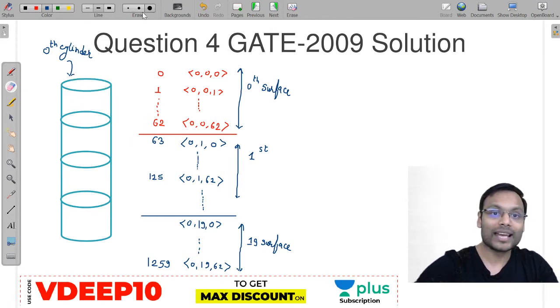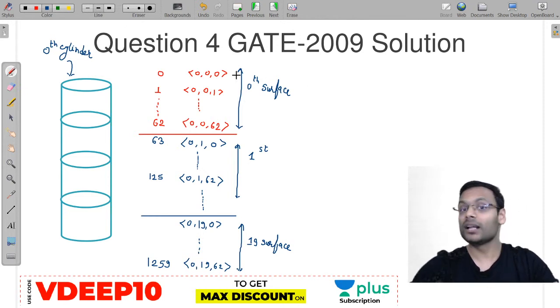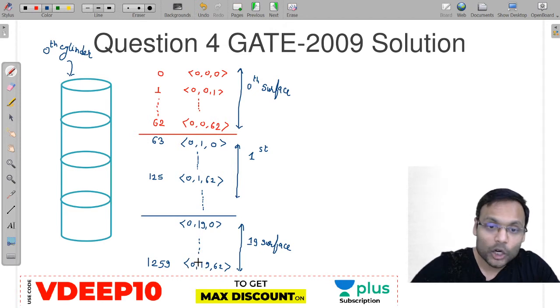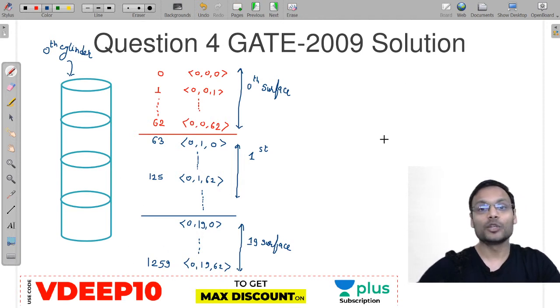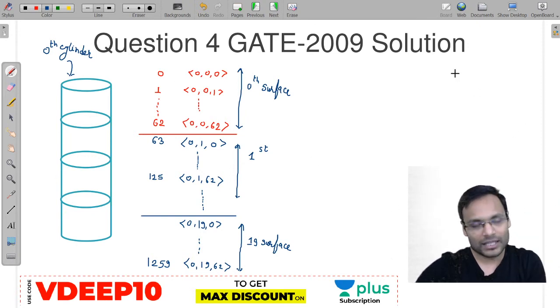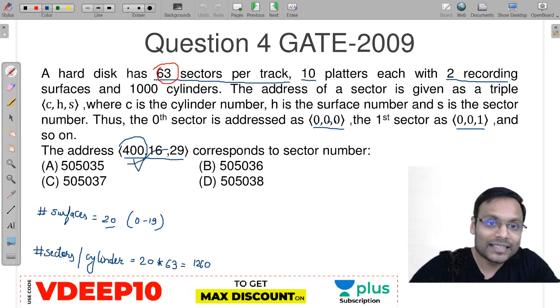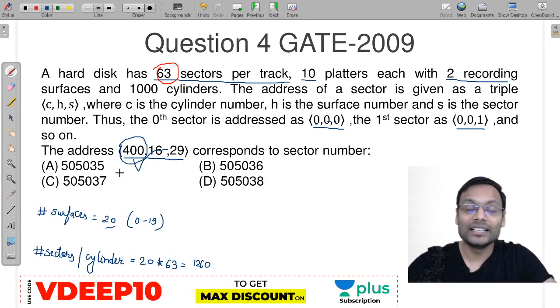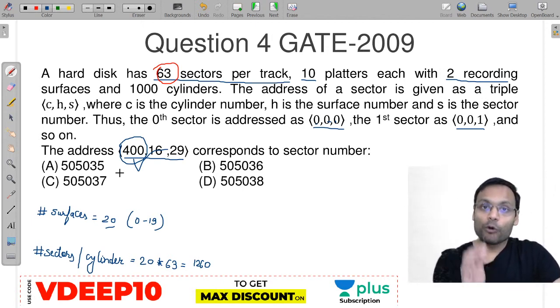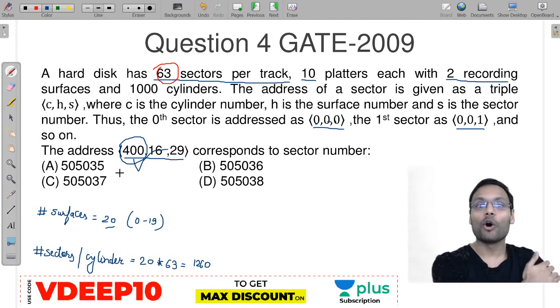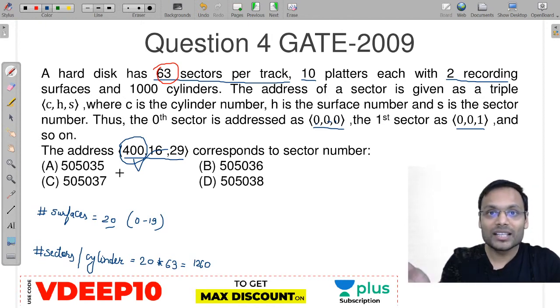Now you will have to move to the next cylinder, which is cylinder number 1. For cylinder number 1, the addressing will be 1,0,0 to 1,19,62. And that first cylinder also covers 1260 total sectors. Such is the numbering for the 0th cylinder, then the first, second, third, fourth, fifth, sixth, seventh. Which number have you reached? You have reached the 400th cylinder. You are inside the 400th cylinder. Before the 400th cylinder, how many cylinders have you already covered? 0 to 399 means a total of 400 cylinders completely covered.